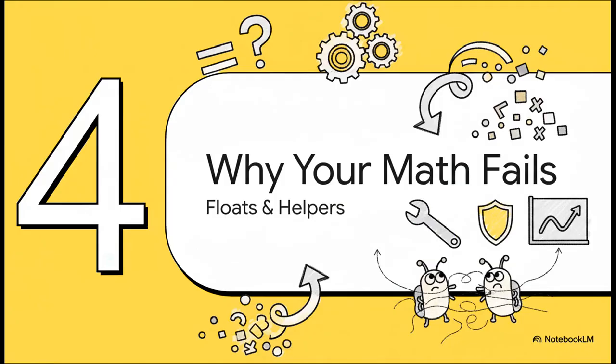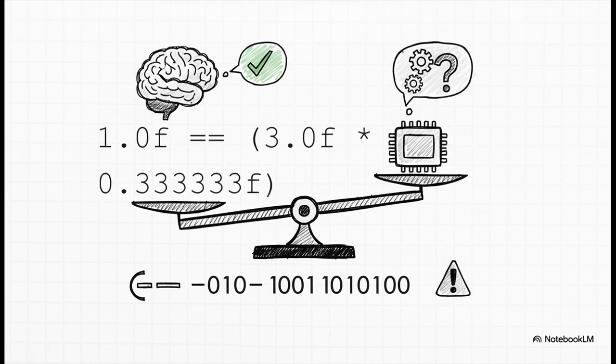Okay, for our last big topic before the quiz, let's talk about math. Specifically, why your math sometimes gives you really weird, unexpected answers, and the awesome helper functions Unity gives us to avoid those bugs. So, take a look at this. In normal human math, this seems totally obvious, right? 1 is equal to 3 times a third. Super simple. But what does a computer think about this?